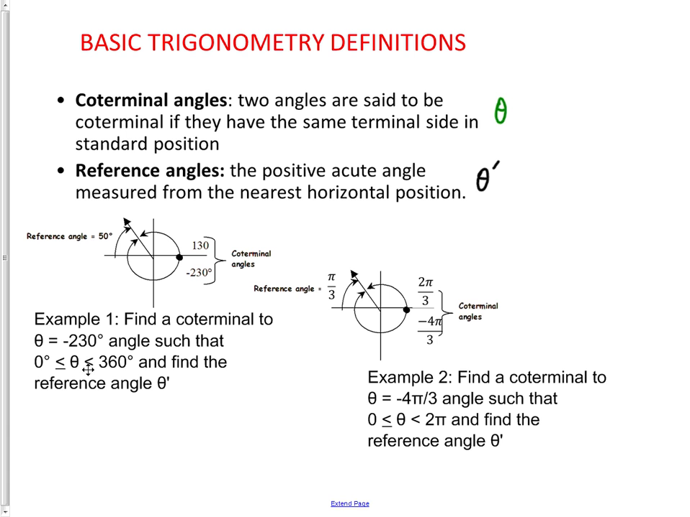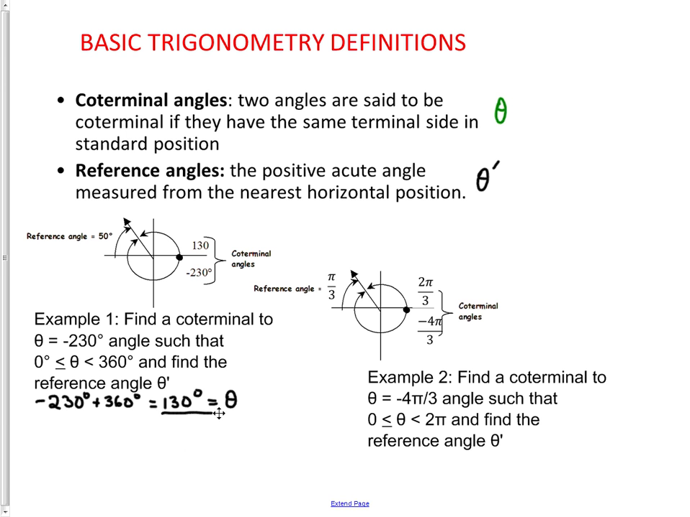All right, so as an example, we're told to find a coterminal angle to theta equals negative 230 degrees, such that the angle is between 0 and 360 degrees, and then we're going to find the reference angle theta prime based on that. So what is our coterminal angle? Well, the easiest way to do it, at least in this case, is to take negative 230 degrees and add 360 degrees, one full rotation, to give us 130 degrees. 130 degrees is going to be our angle theta between 0 and 360 degrees that we need.